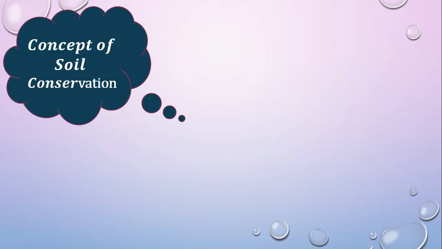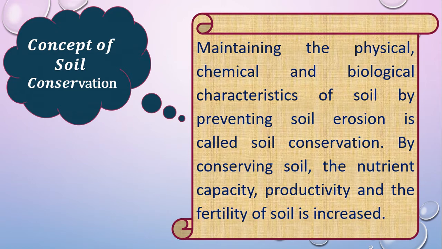First of all, we have to understand what soil conservation is. Soil conservation means maintaining the physical, chemical, and biological characteristics of soil, and you have to remember that this is done by preventing soil erosion. If we do not prevent soil erosion, it's quite impossible to conserve the soil. So the first objective is to prevent soil erosion and maintain the physical, chemical, and biological characteristics of the soil. That is the idea of soil conservation. So preventing soil erosion is another option of soil conservation.